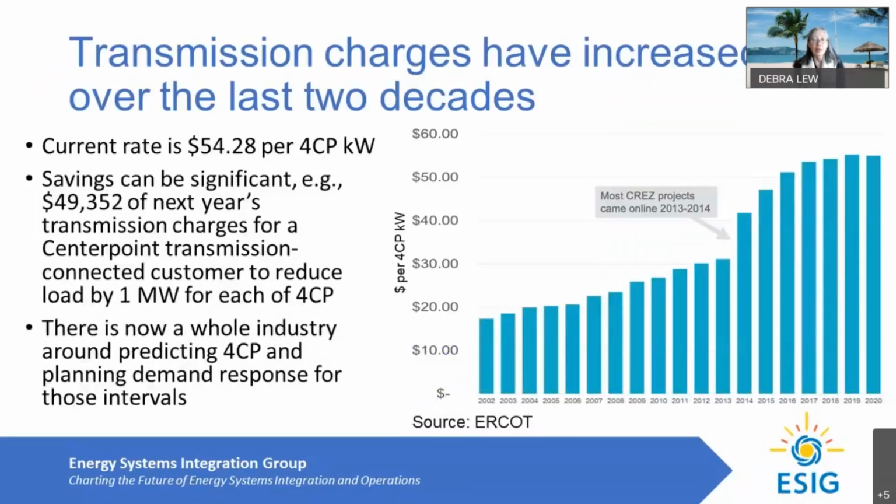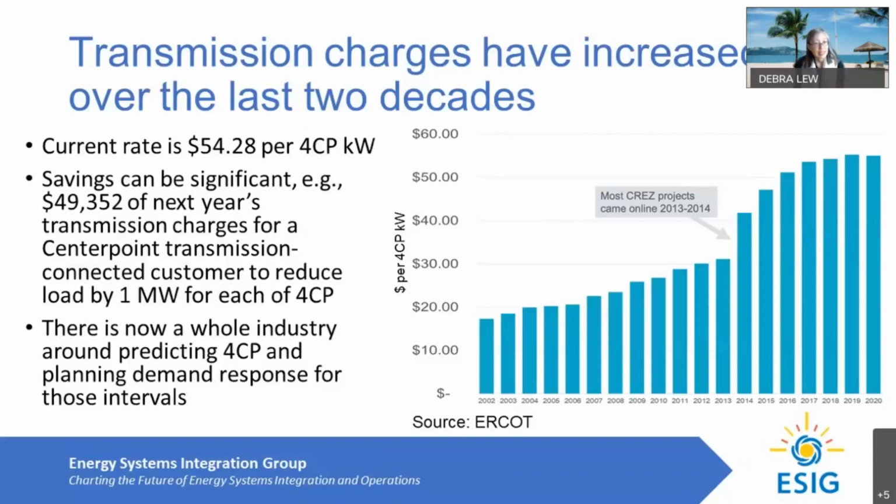So the important thing there is in Texas, transmission charges have increased a lot over the last couple of decades. So, at the beginning of this graphic, 2002, it's something like $17 per 4CP kilowatt. And now it's $54. So, there's been a lot of transmission expansion. We had the CREZ projects that was over $7 billion, including about $5 billion in 2013. Also another couple $1 billion in 2016. There's been a lot of load growth, and transmission had to be expanded for a lot of reasons. That transmission needs to get paid for.